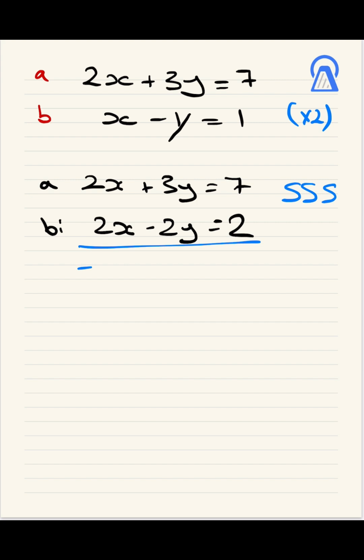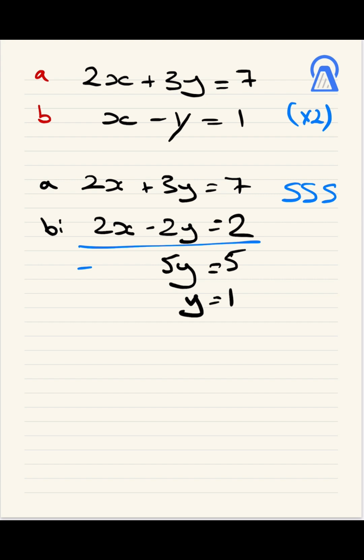Now if I take away a negative, it's the same as adding, so that gives me 5y, and I must take 2 away from 7 also, so that gives me the 5. Okay, this should start looking familiar now. So to find y, I need to divide both sides by 5, and therefore I end up with y is 1. And don't forget, this is where we then substitute back into one of the equations.